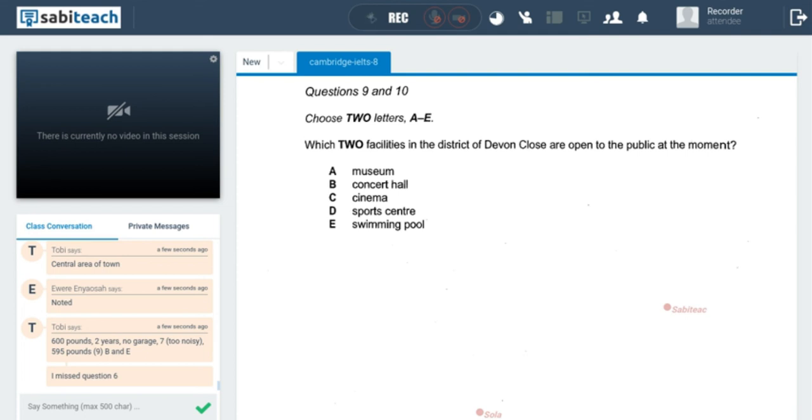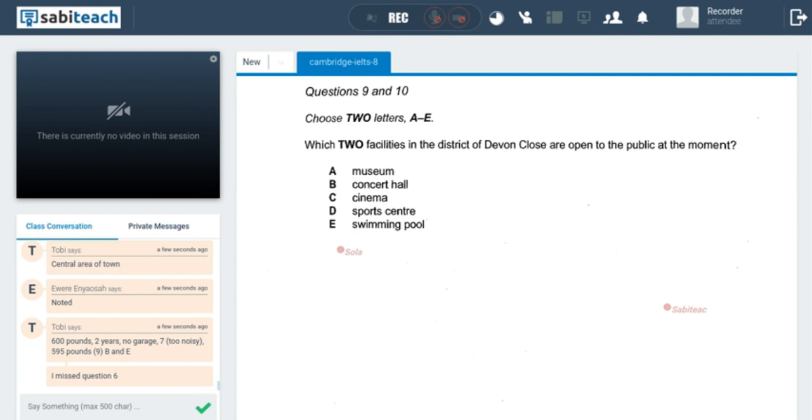All right, good. She just said the swimming pool is already open. And this question says, which 2 facilities in the district of Devon Close are open to the public at the moment? And she just said the swimming pool is already open. So option E is one of the 2 correct options.